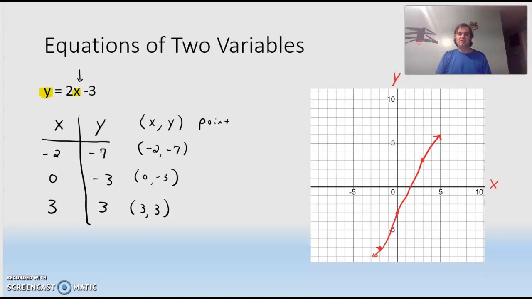Now, one thing I don't want to mislead you with is that everything you graph will not necessarily be a straight line. We'll look at the different types of equations later on, and that will give us certain characteristics, and we'll know what they're supposed to look like. Analyzing the equation will help us figure out where it's supposed to be. But for this video, we're just going to focus on straight lines.